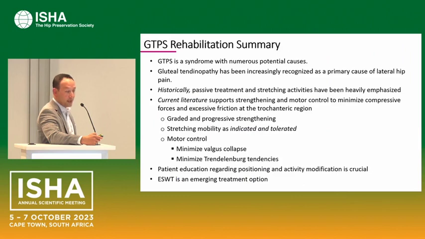Other than that, our rehabilitation summary is that, again, it is a syndrome with numerous potential causes. Tendinopathy is becoming much more of an accepted cause, I think it is the accepted cause in many cases of lateral hip pain. Maybe we're downplaying the bursa, probably should have at some point all along. Historically, passive stretching and passive treatments were emphasized, but now we're looking at a more active approach, motor control, strengthening, but still taking into account the compressive forces that are experienced at the trochanter. Patient education is paramount in this population, and then again, perhaps in the future we'll have more to say about focused shockwave treatment as well.